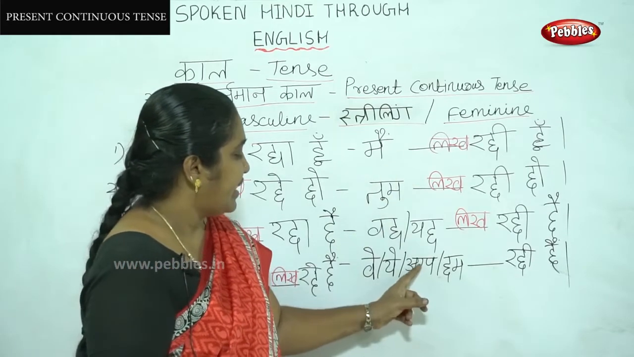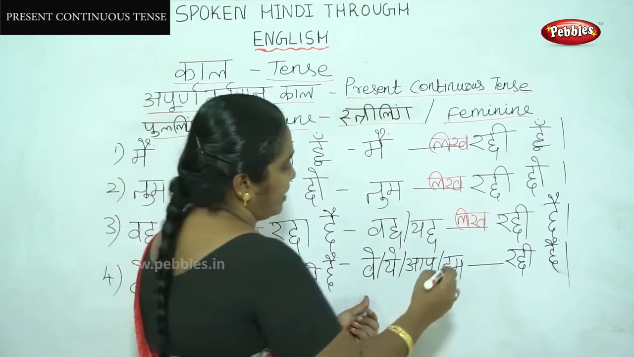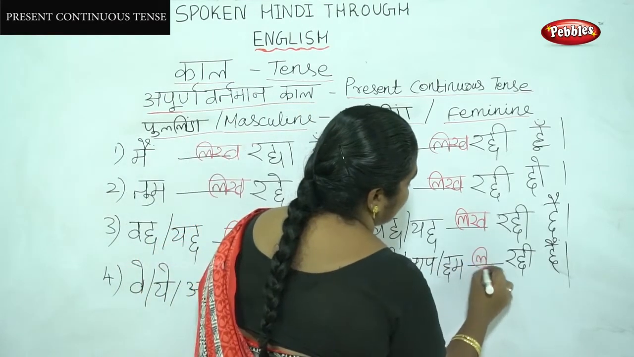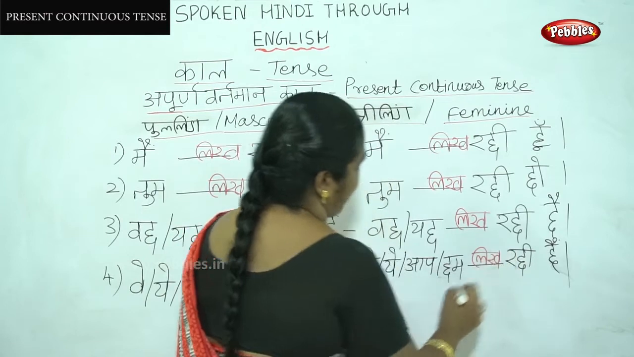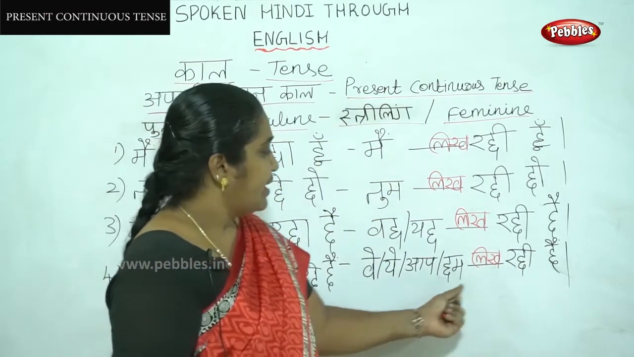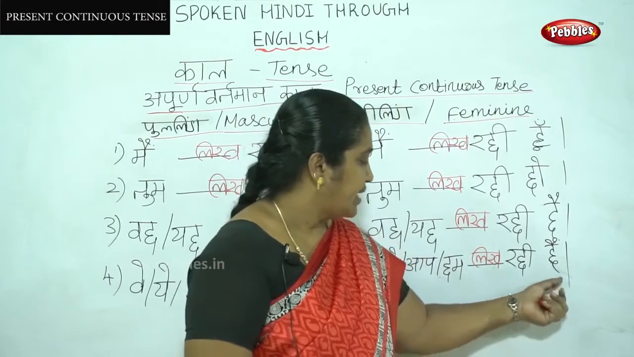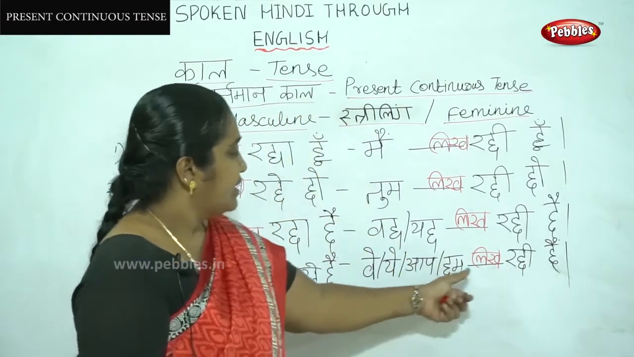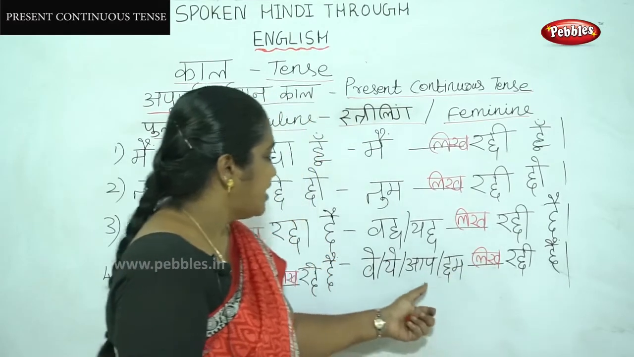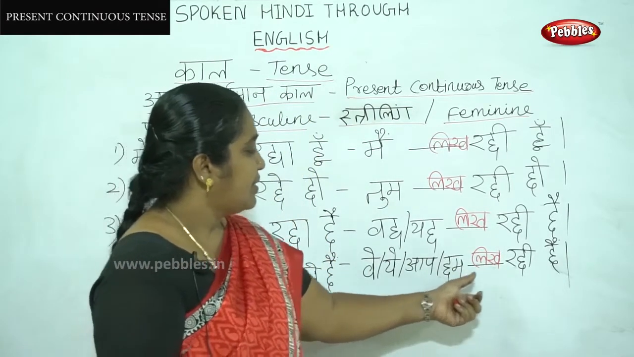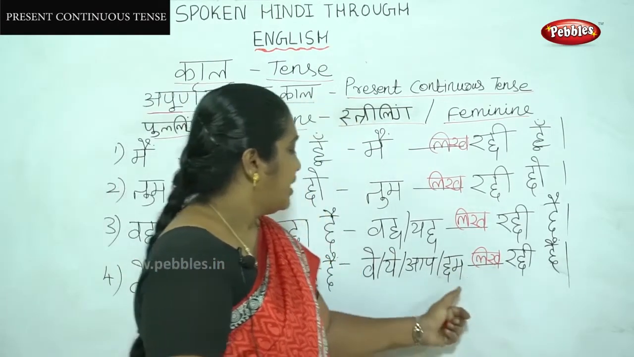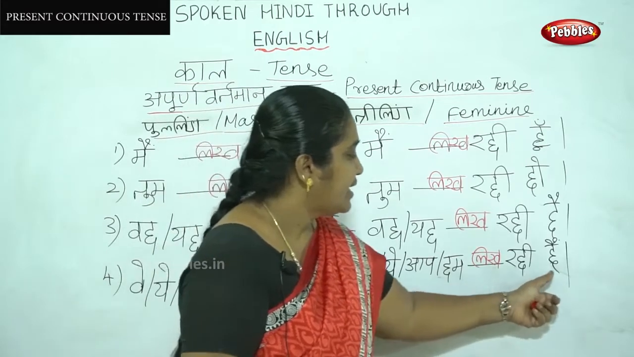Then for feminine, ve, here we can put likh. Ve likh rahi hain. Ye likh rahi hain. Same as aap, aap likh rahi hain. Hum likh rahi hain.